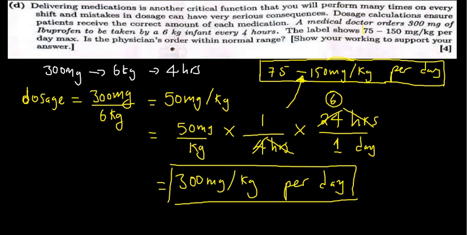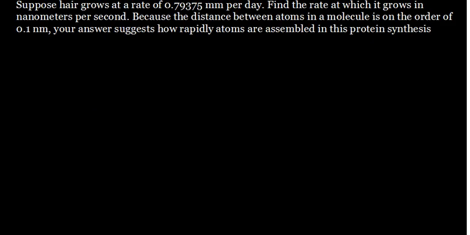All right, so you might not understand here. We have got another type of question as this one. Let's look at it. Suppose hair grows at a rate of 0.79375 millimeters per day. Find the rate at which it grows in nanometers per second.